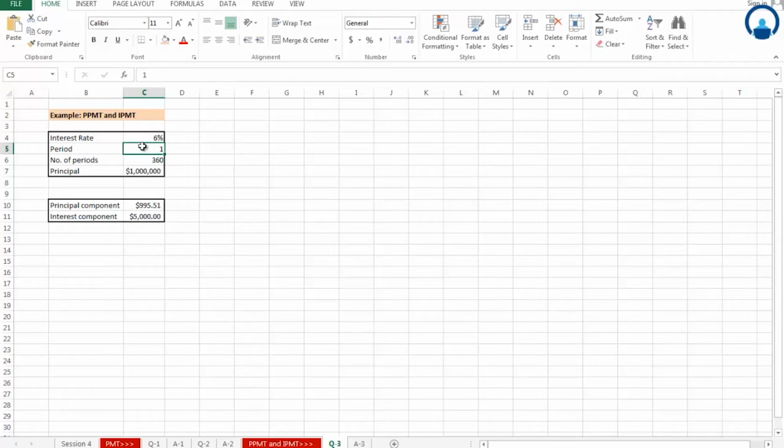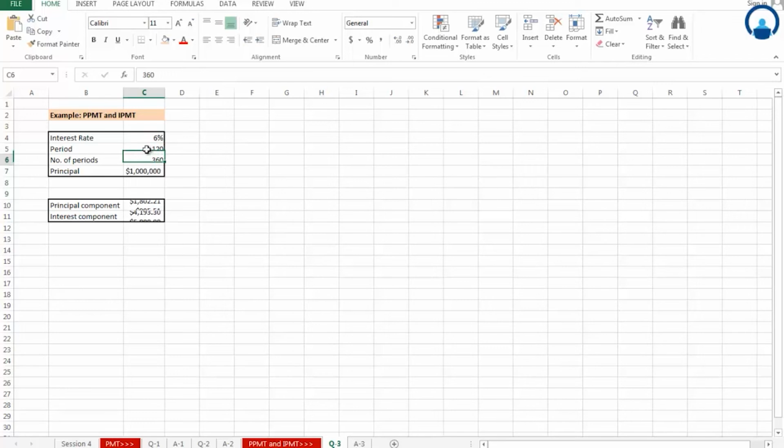You pay more interest at the beginning of the loan. As you see now, you're paying more interest as compared to the principal at the beginning of the loan and more principal towards the end. Okay, I'll just show you this with the help of an example. Let's change the period from 1 to, let's say, 120. We are at period 120. That would be 10 years of the 30-year loan.